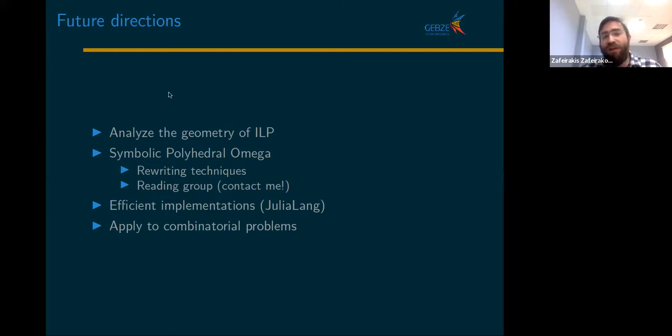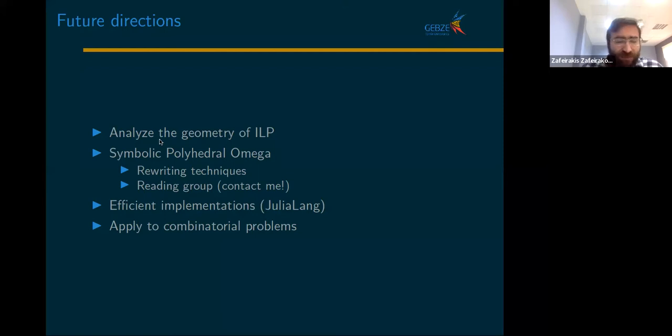Another advantage of this method is that when we're given a problem, we have a geometric decomposition into cones of its solution space. So we can analyze the geometry of the solution space of the feasibility problem of the program.